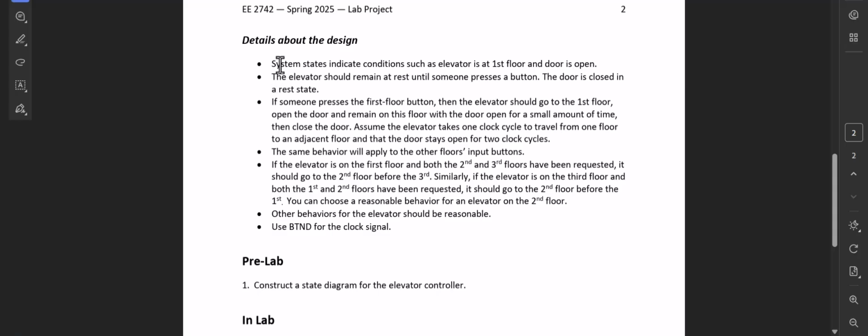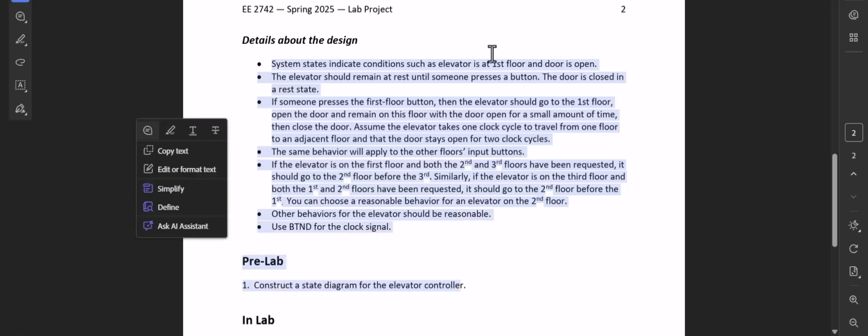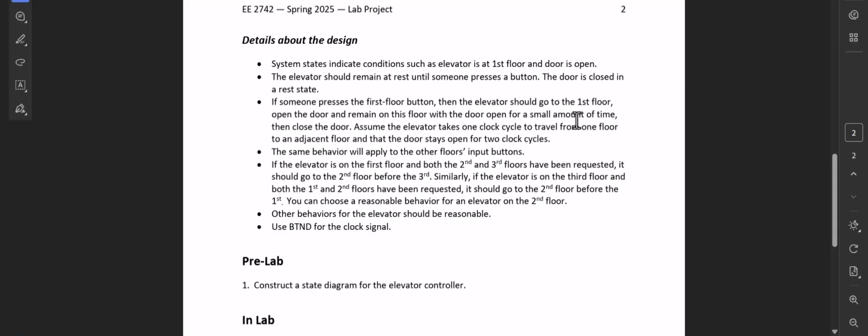Now these details are what's important. So the system indicates conditions such as the elevator is on the first floor and the door is open. So the 7-segment display will show what floor it's on. The LED will show whether the door is open or not. The elevator should remain at rest until someone presses a button. The door is closed in a rest state. So if all the switches are off, it shouldn't do anything.